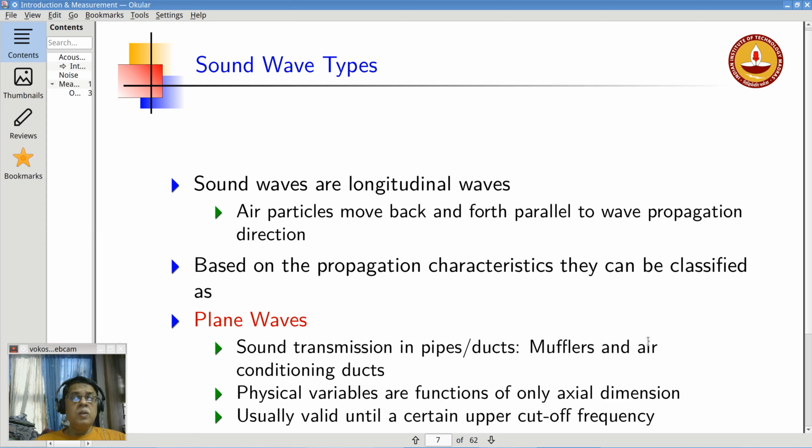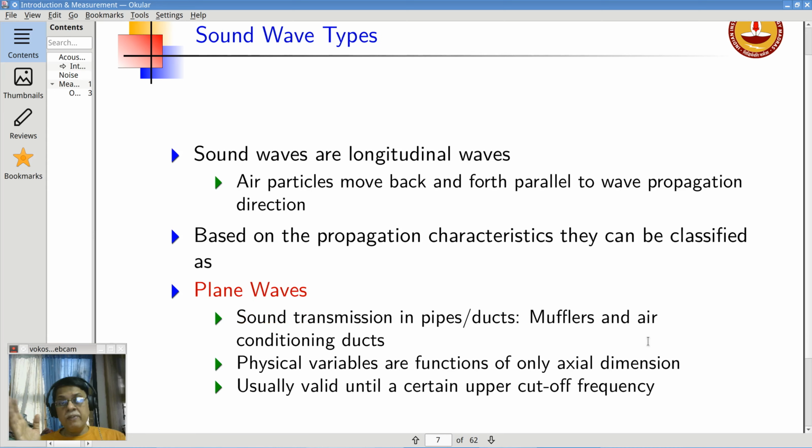All right. Now, as I said, we saw earlier the wave types. Sound waves are longitudinal waves, where the air particles move back and forth parallel to the wave propagation direction. In air, sound wave propagation is classified as a longitudinal wave, because when I speak, the air particles are excited in the same direction as the wave propagation. They can also be what we call plane waves. This is based on the propagation characteristics. All sound waves are longitudinal waves, but within that I can have what are called plane waves.